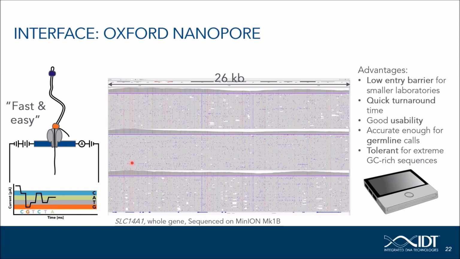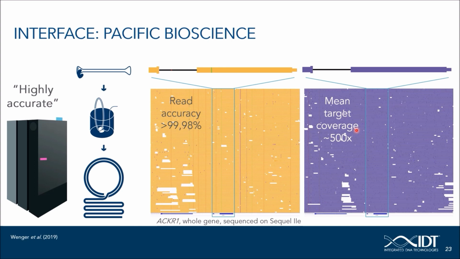As it has low entry barriers, a quick turnaround time, and good usability, this technology is especially relevant for smaller laboratories. This technology is a fast and easy way to enter long-read sequencing. The single sequencing reads are less accurate as compared to our second platform, but using the consensus accuracy of all reads, most research questions can be addressed.